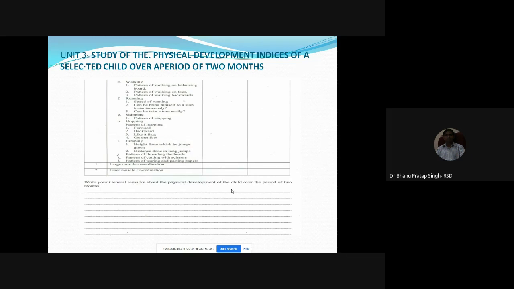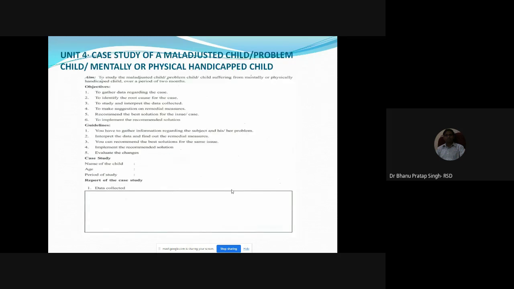Now one more, large muscle coordination or finer muscle coordination. If you find any of this, then you may write your observation and comments. Overall, for Format B, you have to write your general remark about the physical development of the child over the 2 month period. Means whatever you have observed and whatever is your suggestion and opinion, you have to write in this particular format.